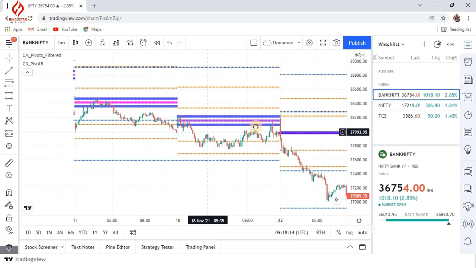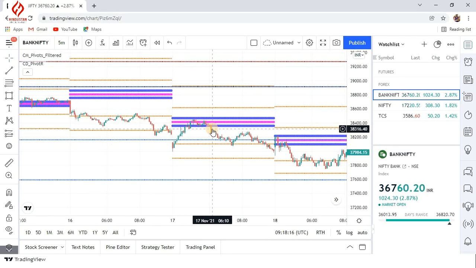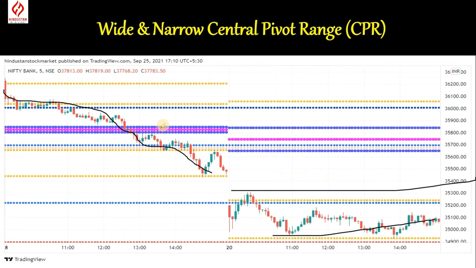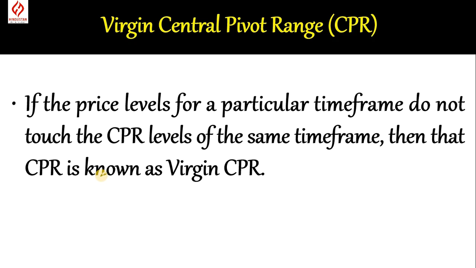Wide CPR stays sideways. So this is how you can analyze based on narrow CPR and wide CPR, right? Next, let us understand virgin CPR. Virgin central pivot range. See, if the price levels for a particular time frame do not touch the CPR level of the same time frame, then that CPR is known as virgin CPR.